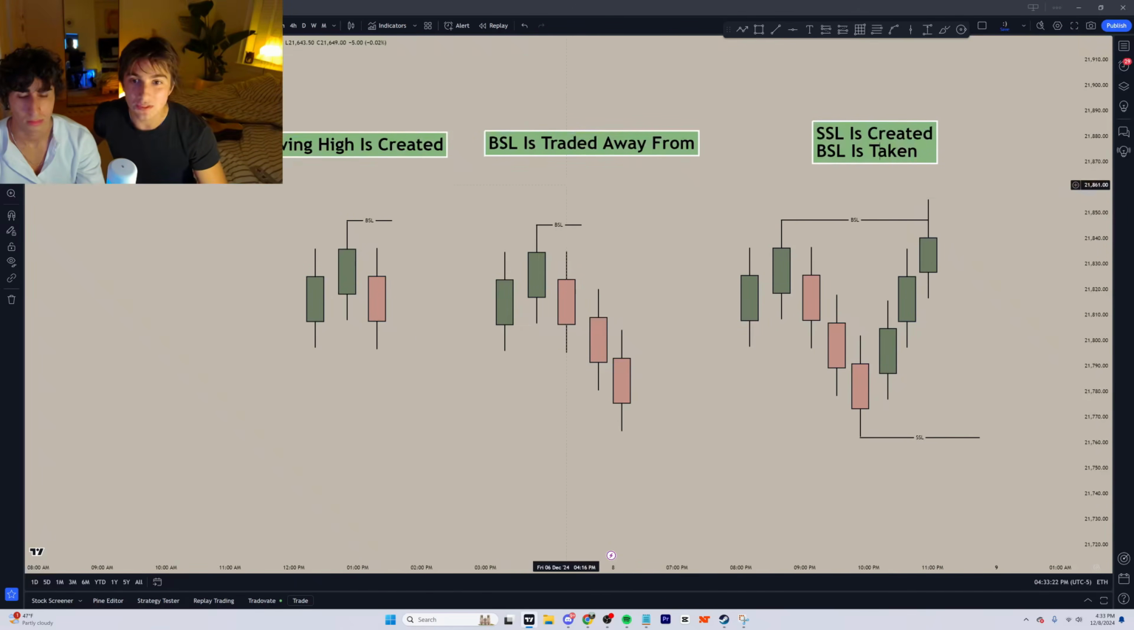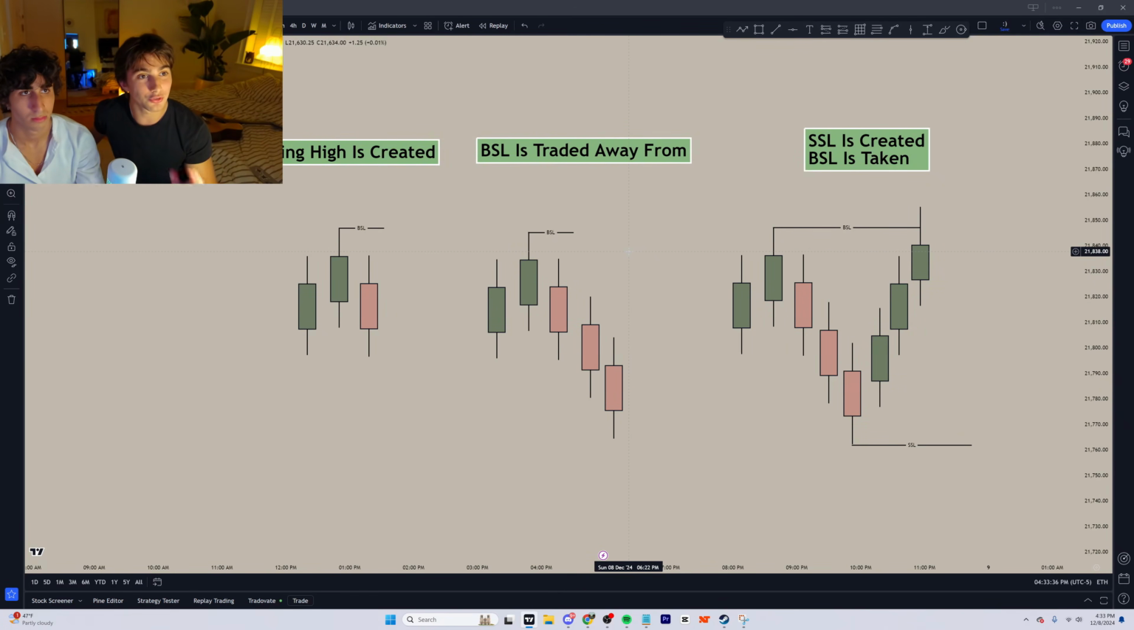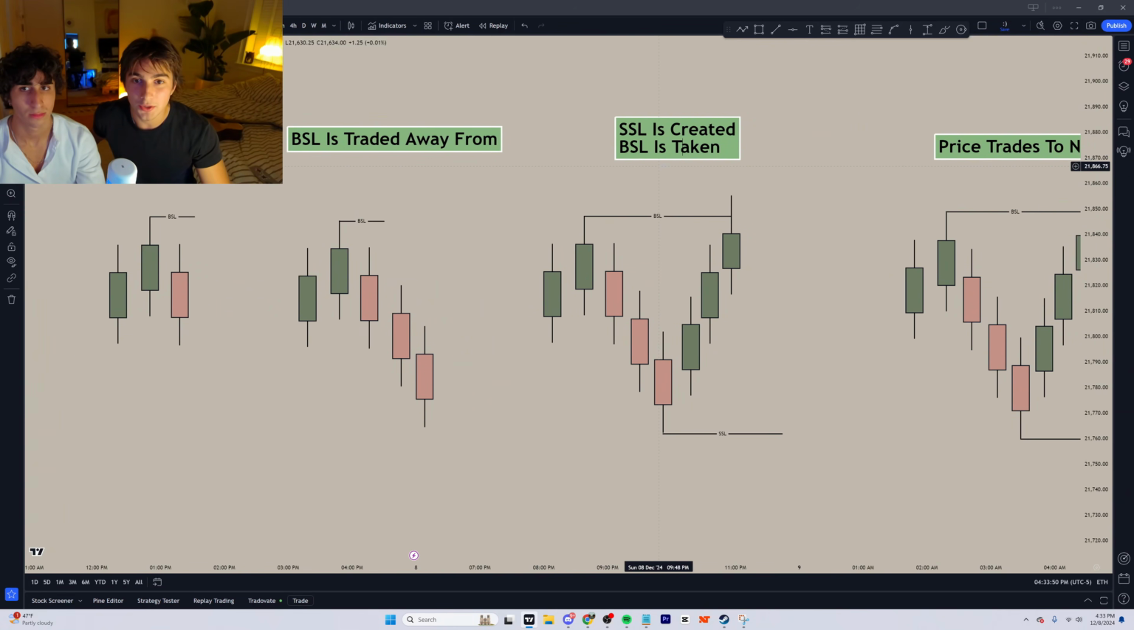Then what happens? This buy side liquidity is traded away from. People are shorting and their buy stops are resting right here. Why is it called buy stops? Because they're shorting the market, and so if they get stopped out, in the case where you're trading futures, your contracts are being bought back. Then, third step, in the process of buy side liquidity being traded away from, sell side liquidity is created. And after the sell side liquidity is created, price goes ahead and takes out the buy side liquidity.